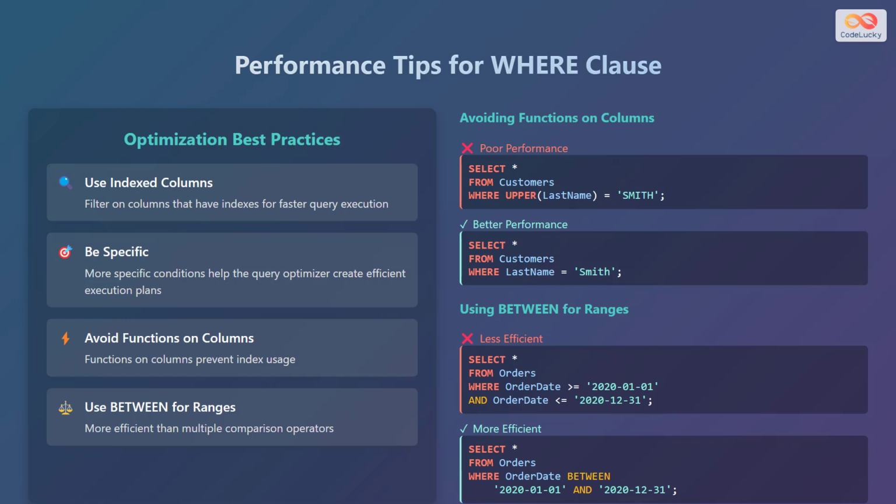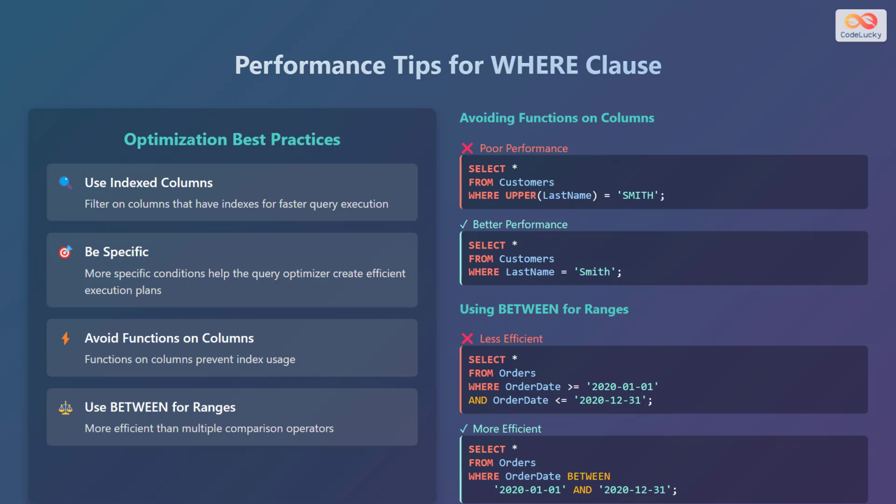The first example shows how to avoid functions on columns. The poor performing query selects all columns from the customers table where the upper of the last name equals Smith. The better performing query selects all columns from the customers table where the last name equals Smith.